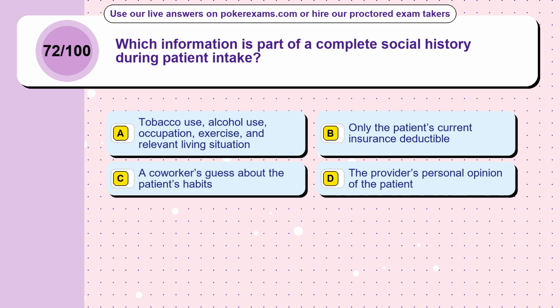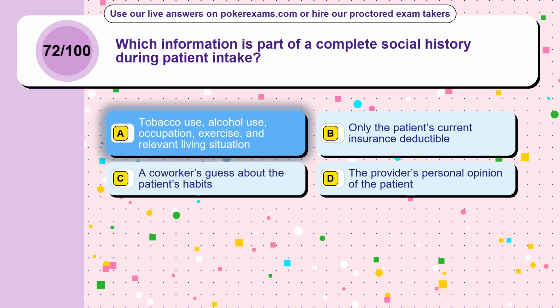Question 72. Which information is part of a complete social history during patient intake? Option A. Tobacco use, alcohol use, occupation, exercise, and relevant living situation. Option B. Only the patient's current insurance deductible. Option C. A coworker's guess about the patient's habits. Option D. The provider's personal opinion of the patient.